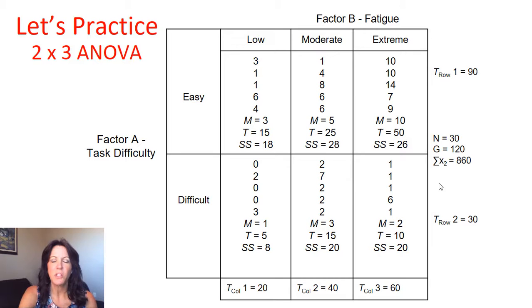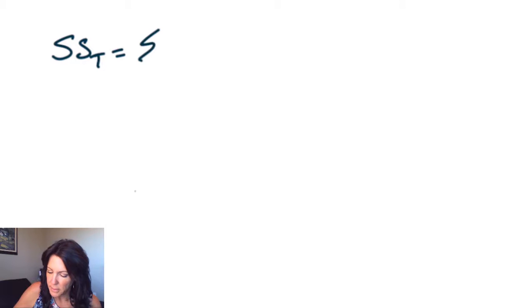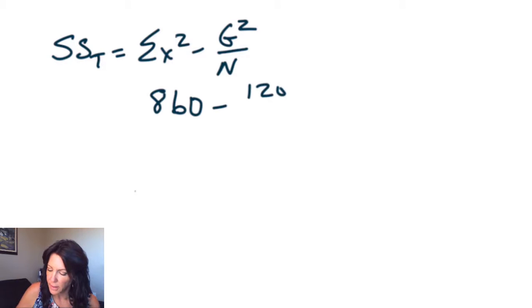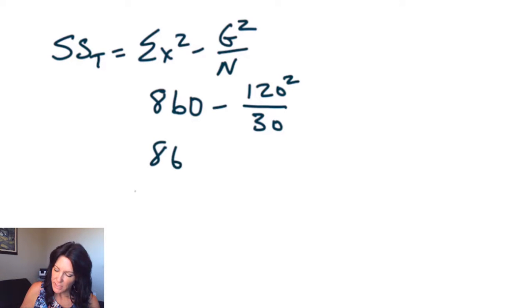So the first thing I'm going to do is some of the stage 1 calculations. The first thing I'm going to do is my sums of squares total, which, if you remember the formula, is the sum of the squared scores minus the grand total squared divided by the total n. So in our study, the sum of the squared scores I gave you was 860. And our G was 120, so we're going to look at 120 squared divided by our N of 30. We can do all this. So this is 860 minus 120 squared.